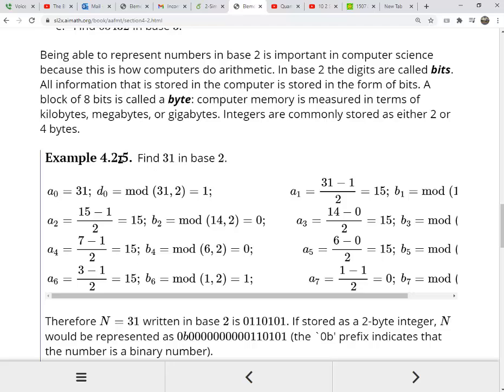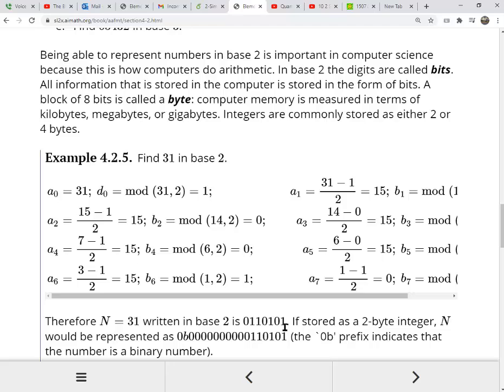Okay, so if I wanted to find 31 in base 2, I'm just doing my same old process. Now, notice that any number in base 2 is going to have only 1s and 0s because the coefficients of the number will be in Z2, and Z2 consists only of 1 and 0. All right, so if I do this process, since 31 is 2 to the 5th minus 1, we know that this is going to have 5 non-zero digits, as you can see.